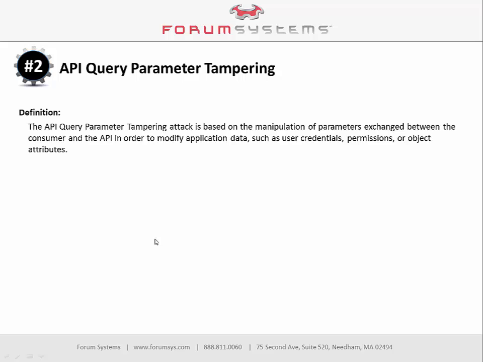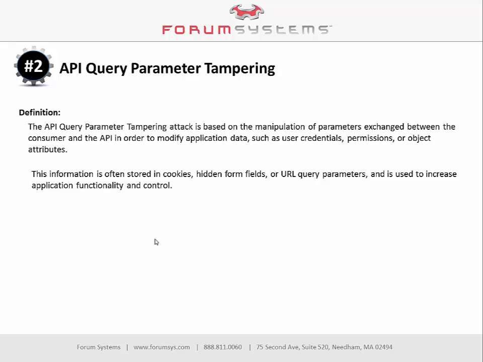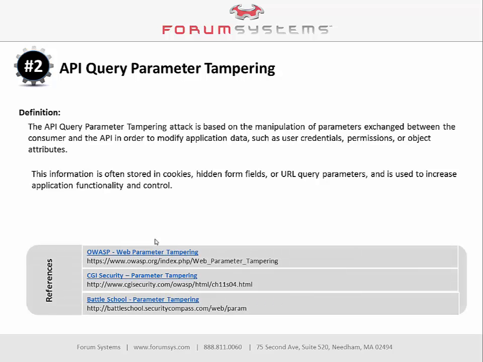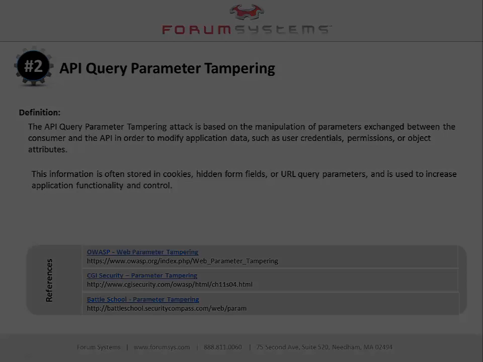Parameter tampering attacks are based on the manipulation of parameters exchanged between a consumer and an API in order to modify application data, such as user credentials, permissions, or object attributes. Usually this information is stored in cookies, hidden form fields, or URL query parameters. The goal of the attack is to increase application functionality and control.